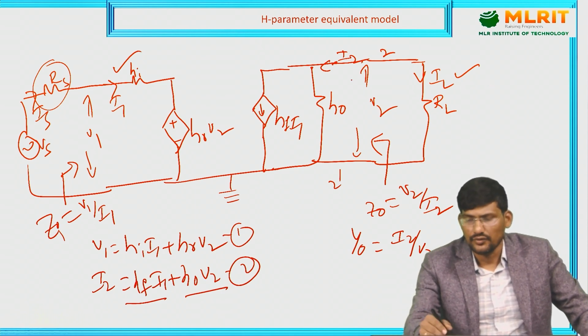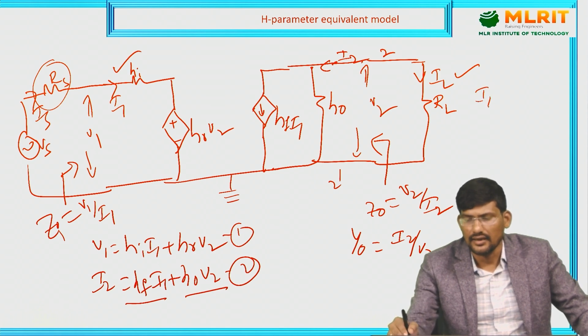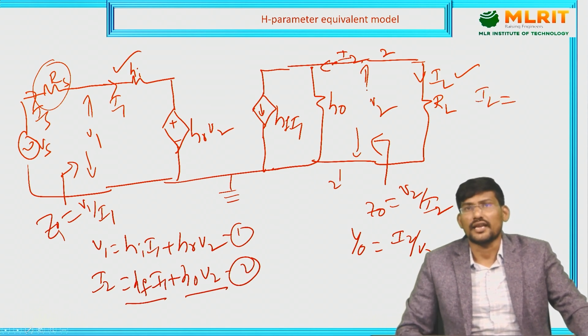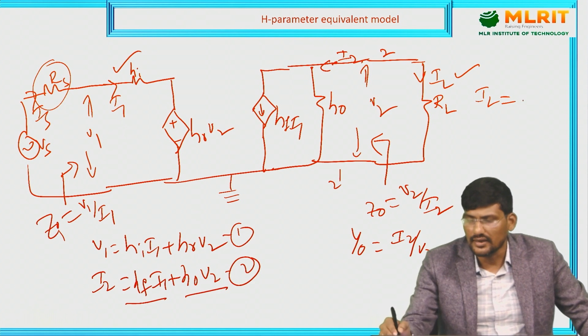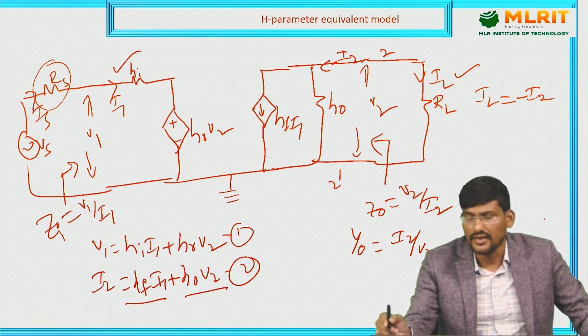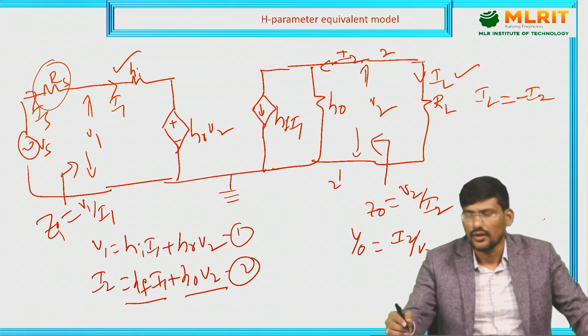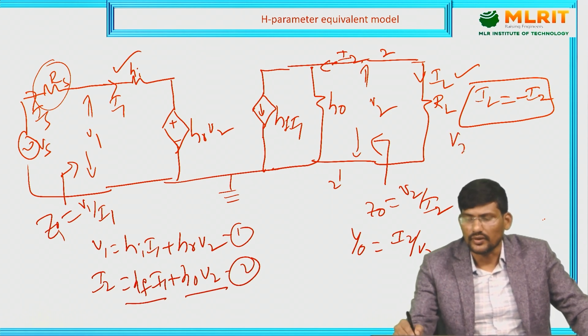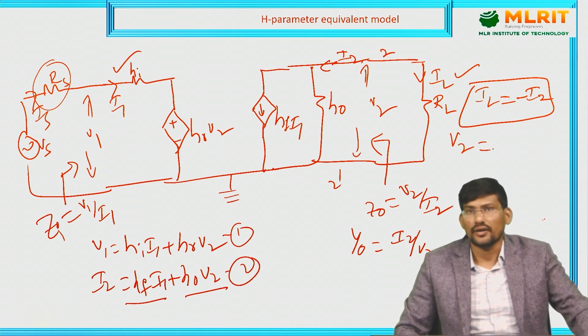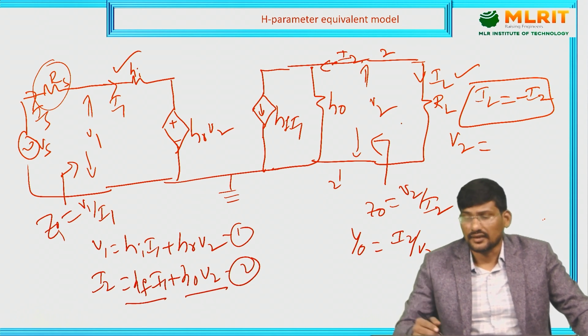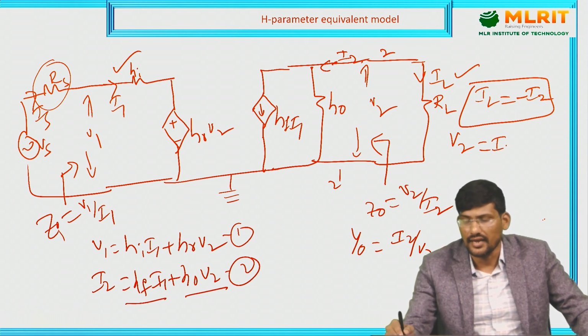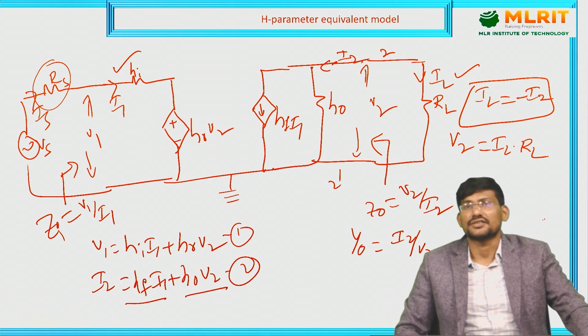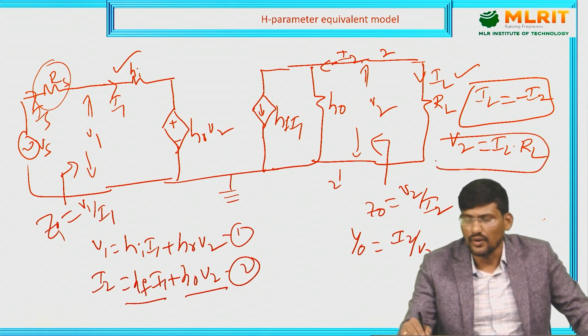For that, if you see the relation for this circuit, IL and I2 are flowing in opposite directions in the same branch. So IL will be considered as minus I2. IL is equal to minus I2, you remember this one. Both are flowing in opposite directions. Now what is V2? V2 is nothing but the output voltage. How can we define output voltage? By Ohm's law, the current flowing through the load resistor, IL into RL, is considered as V2. V2 is equal to IL RL.